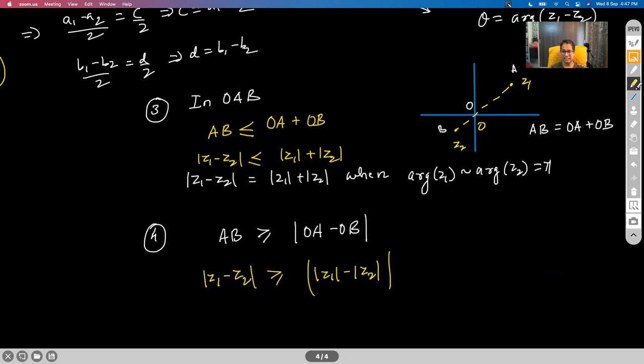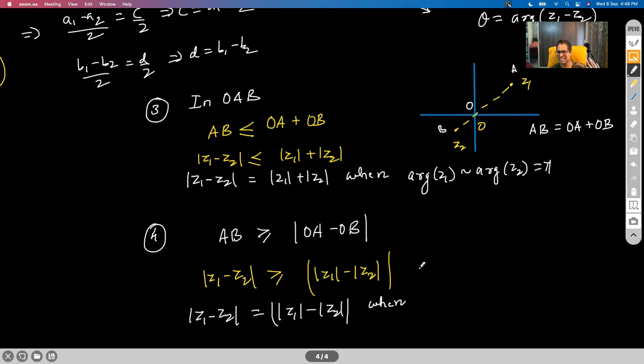Is it fine? Now here also a question will come. When do you think the equality will hold true? When do you think this will be equal? Now read this question like this, you will automatically get your answer. And imagine it, maybe you can close your eyes. When is the distance between Z1 and Z2 equal to the difference of the distances of Z1 and Z2 from the origin? The moment you imagine this, you'll get your answer. There is no rocket science involved.